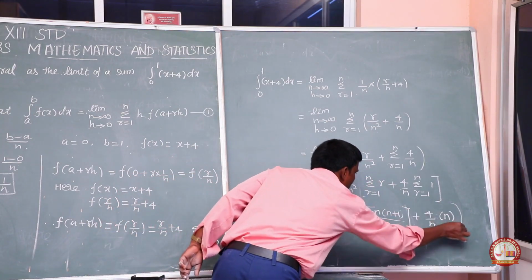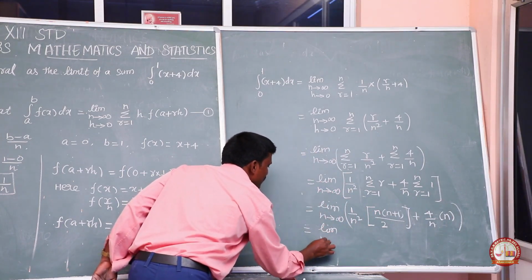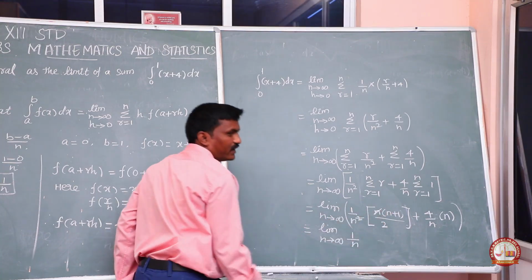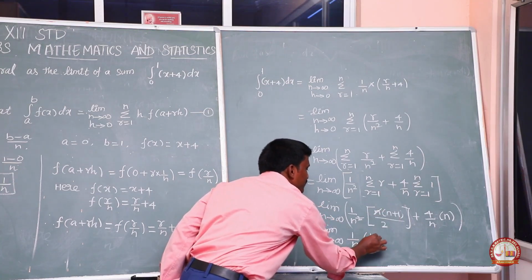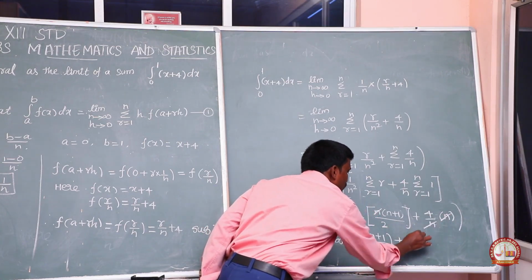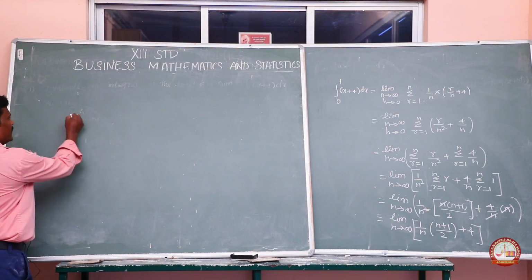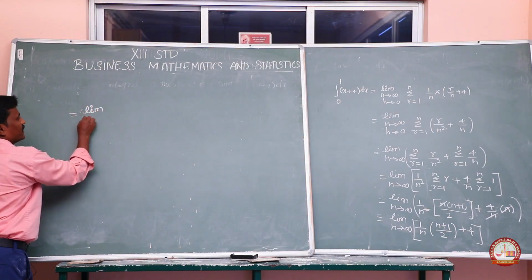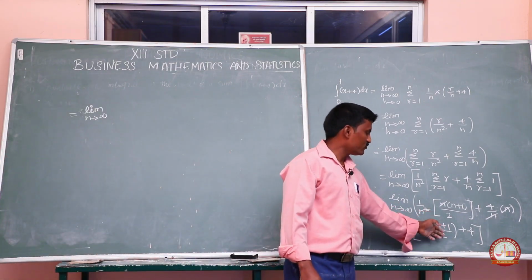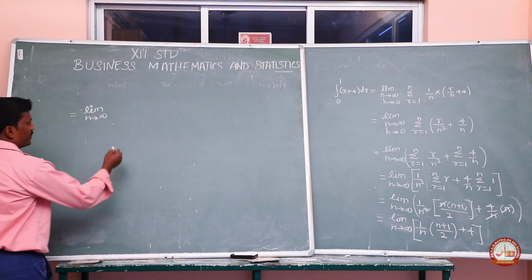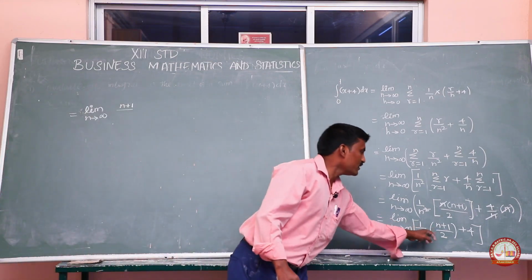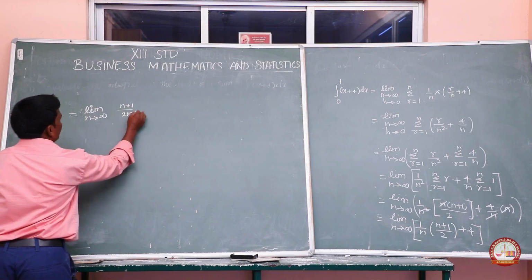Equal to limit n tends to infinity, n square, n cancel, therefore remaining value 1 by n into n plus 1 by 2, plus n, n cancel, remaining value 4. Therefore, next limit n tends to infinity, the first term is 1 by n into n plus 1 by 2, we can write 1 into n plus 1 in the numerator, and denominator 2 into n, 2n, 2n plus 4.